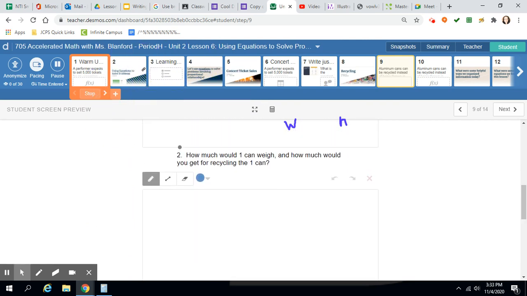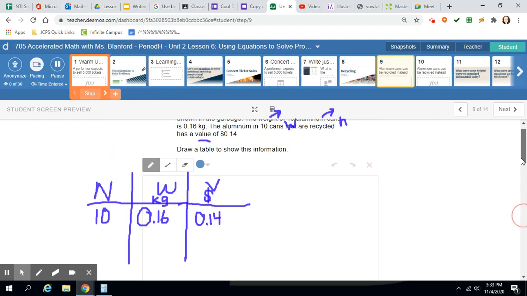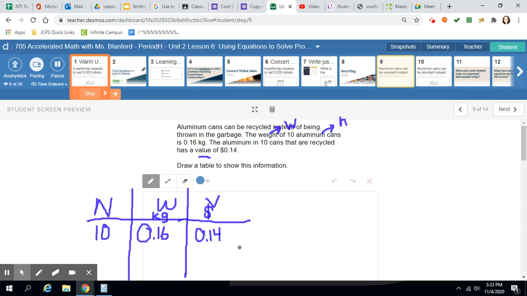So the second question on here is, how much would one can weigh, and how much would you get for recycling the one can? Okay, so I'm actually just going to come back up here because it goes with this. So they're basically saying, if I put a 1 here, if we make this 1, how much is it going to weigh? How much is it going to cost? Okay, so I'm thinking, how do I get from here to here? 10 to 16 hundredths, okay?